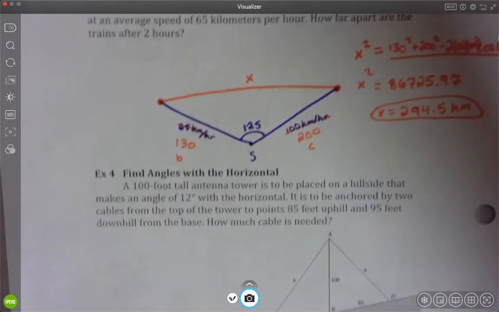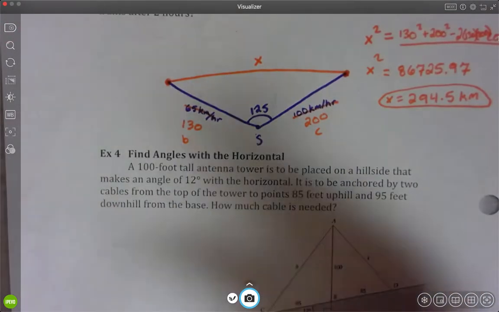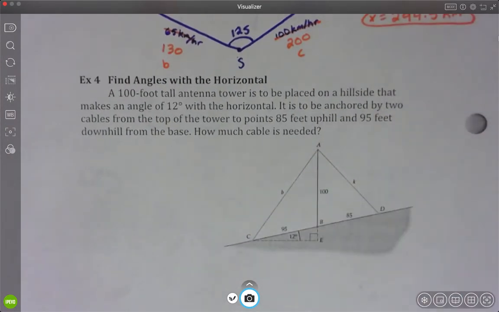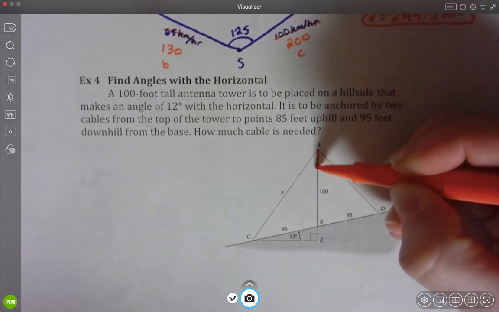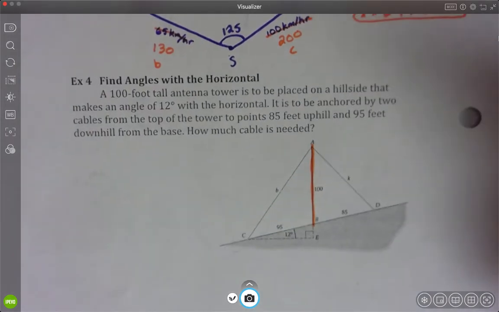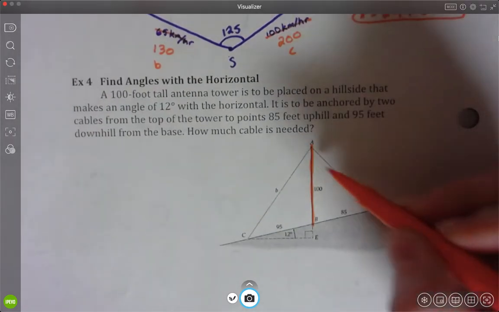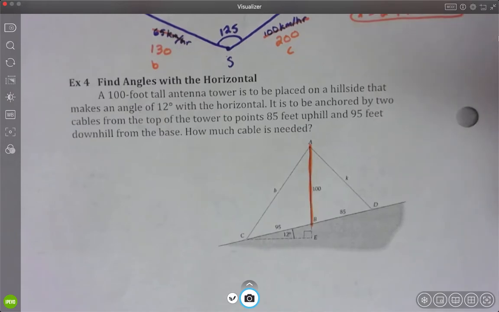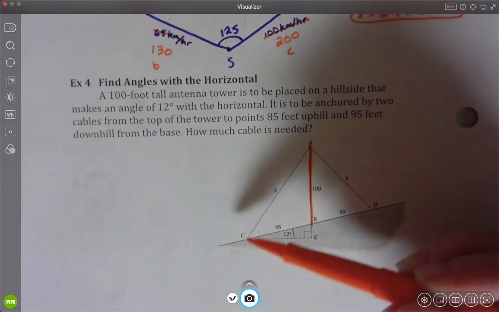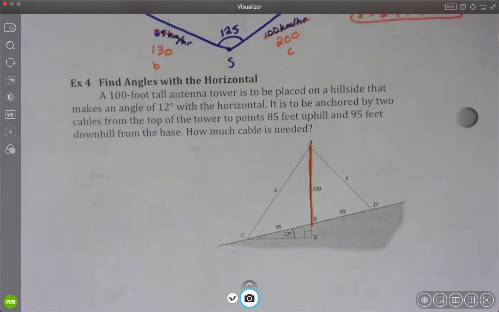All right, pretty short and sweet that example was, and then they give us this example down below where they do have a picture drawn. But they've got a couple different triangles going on here. A 100-foot tall antenna tower is to be placed on the side of a hill. They're strapping this down with cables. But since it's on the side of the hill, this side cable is not going to be the same length as this side cable. They're going to have to use different lengths.